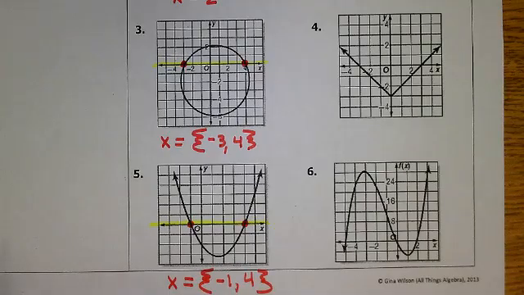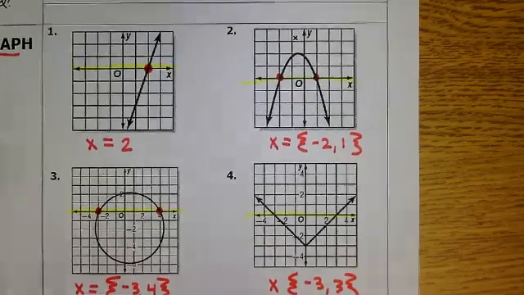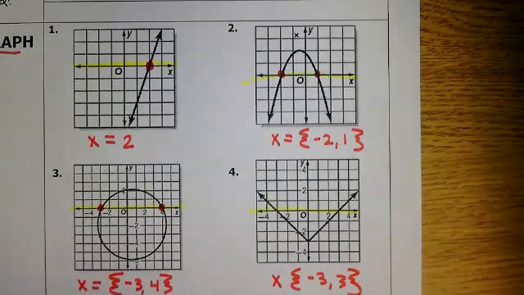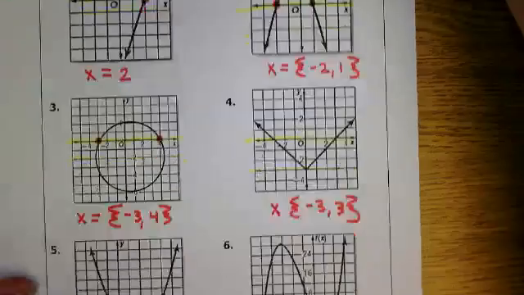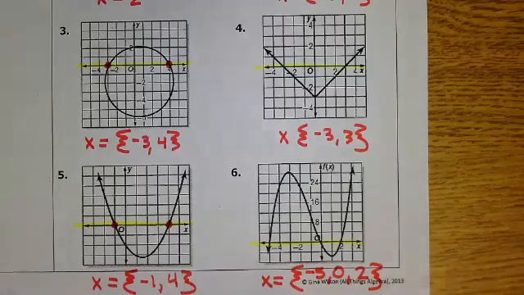All right, so I want you to go ahead and pause it. I want you to work through 2, 4, and 6. And then I want you to come back. Okay, so here are your answers for 2, 4, and 6. Notice how number 6 actually has 3.